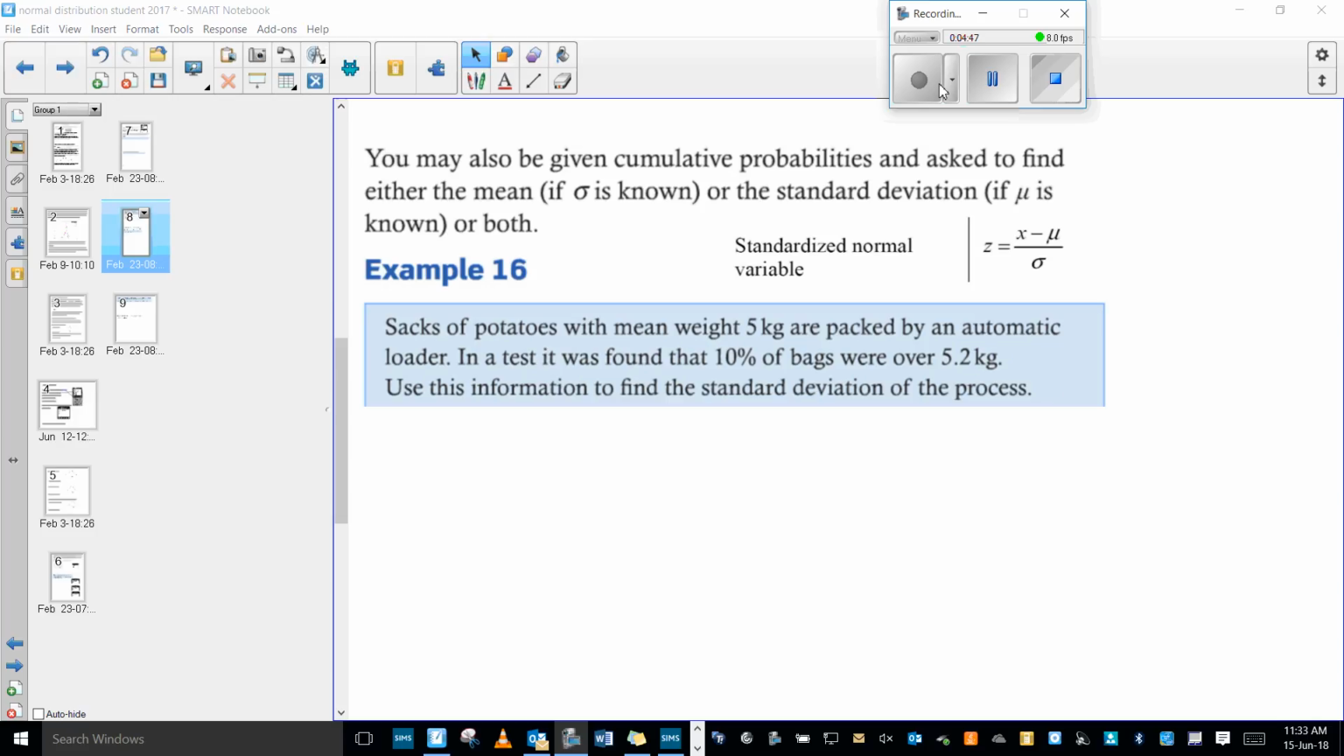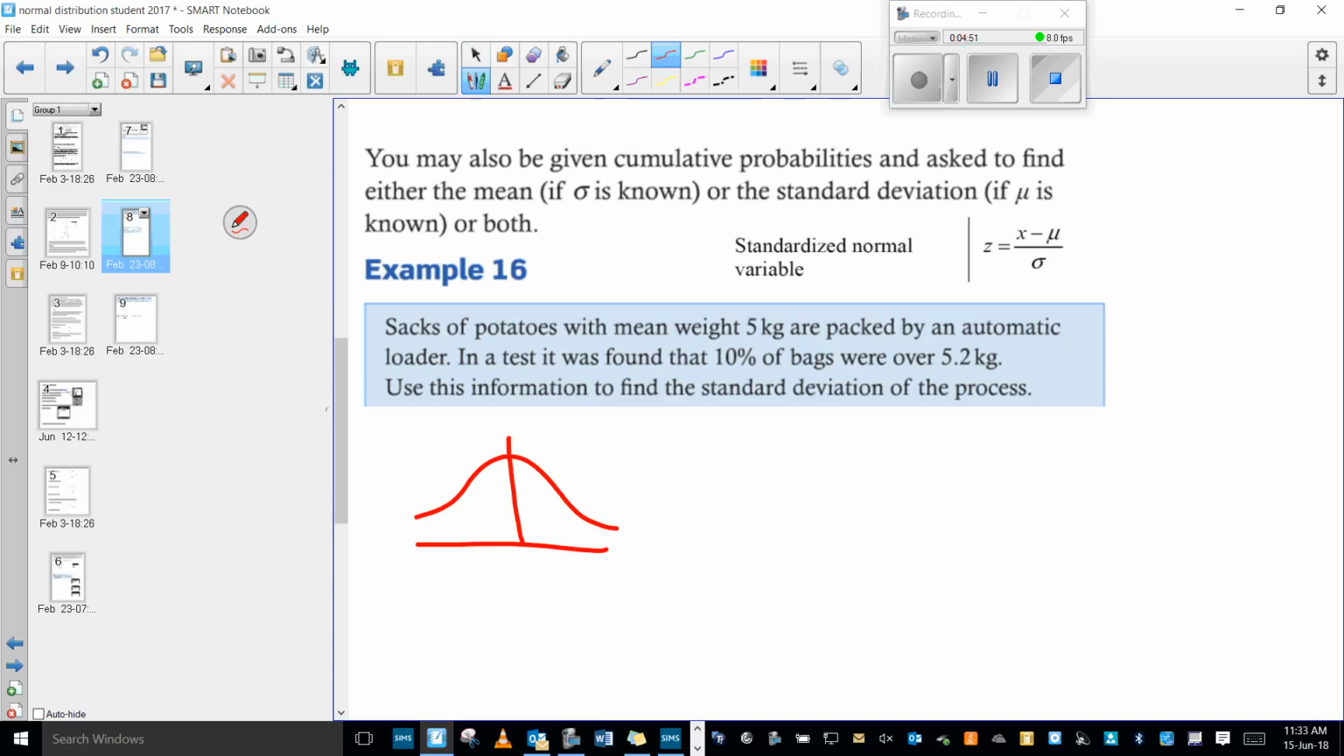And we're going to be so good at drawing our little normal distribution diagrams. Okay, what are we going to put as our mean? Nice.